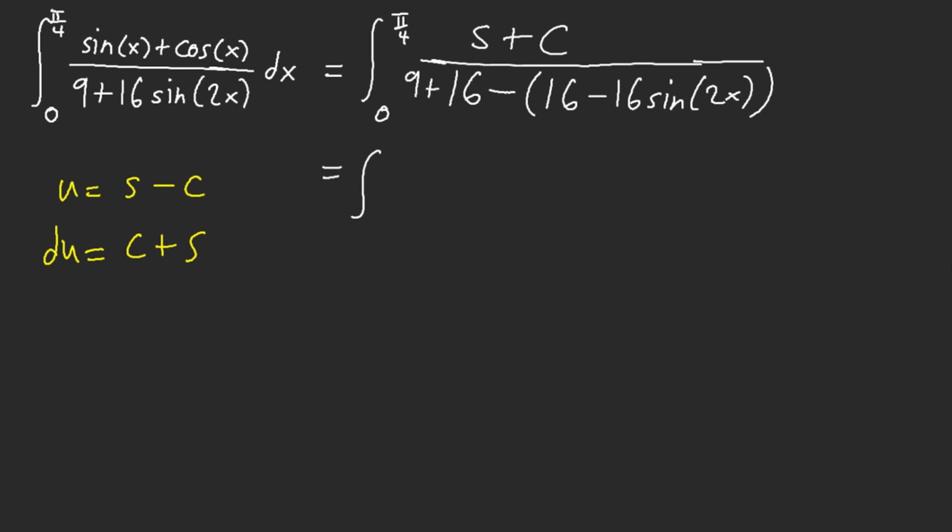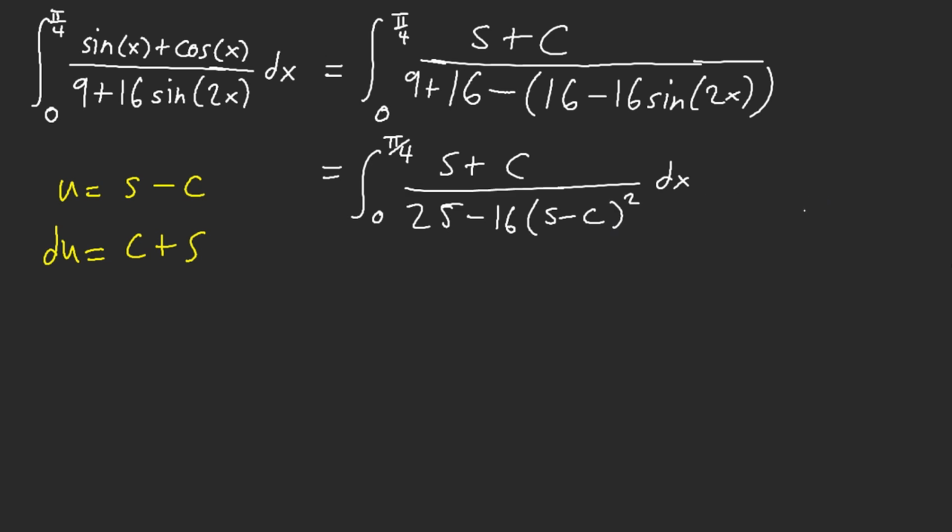So what we have is from 0 to pi over 4, we have sine cosine, we have 25, and then we have minus 16 of 1 minus sine 2x. What is 1 minus sine 2x, you guys? It is s minus c squared. Okay, now be very careful.